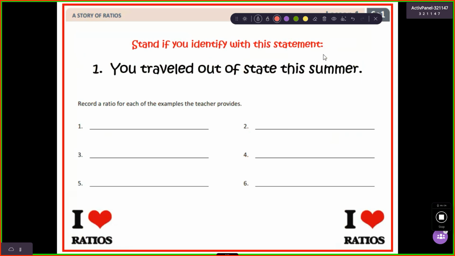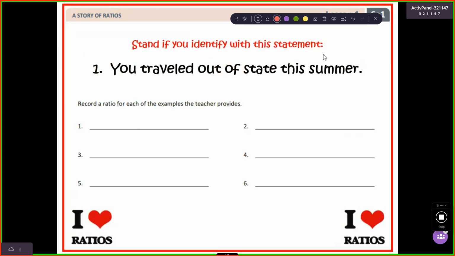So now, you see this on your paper. It's up at the top right. Record a ratio for each of the examples. Oh, I do have to press the eyeball. Thank you. So, you ready for this? We're going to be filling in this 1 through 6. And look at how they write your numbers. Usually we go down, but they are going across. Do y'all see how they're doing 1, 2, 3, 4, 5, 6? That's something we need to pay attention to.